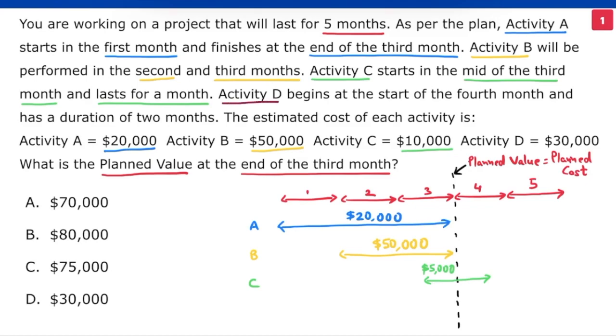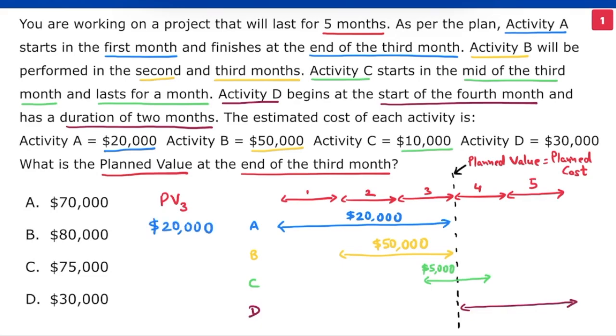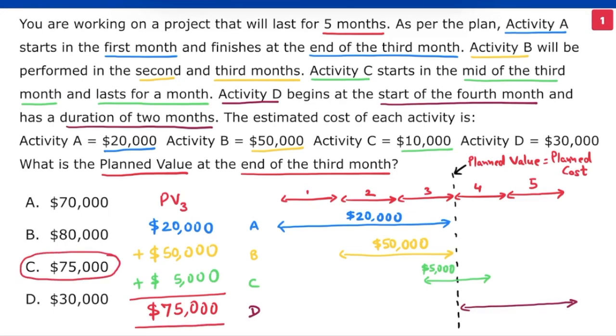Activity D starts at the beginning of the fourth month and has a duration of 2 months. This is after the third month and will not contribute to the planned value. We can simply ignore activity D. Planned value at the end of third month is $20,000 from activity A plus $50,000 from activity B plus $5,000 from activity C. The planned value is $75,000. C is the correct choice.